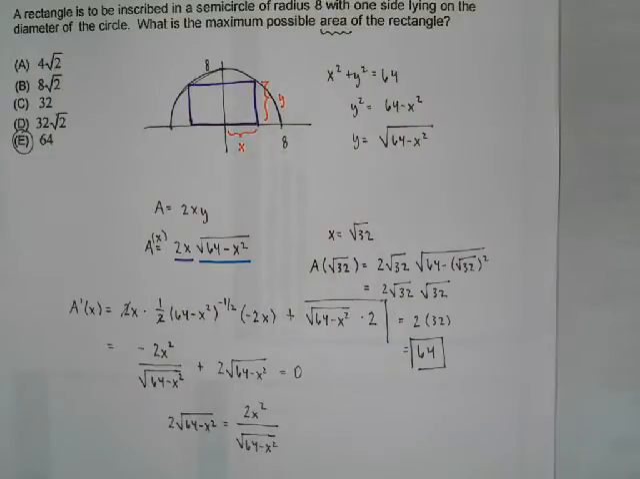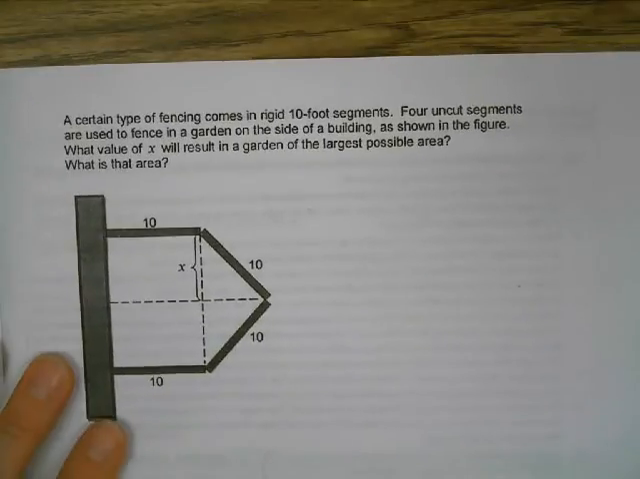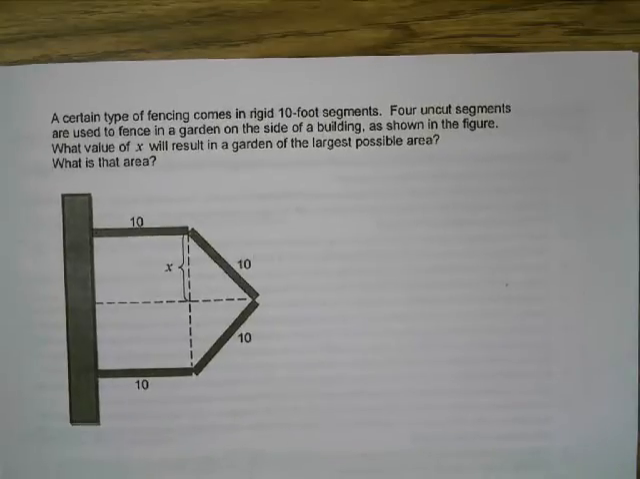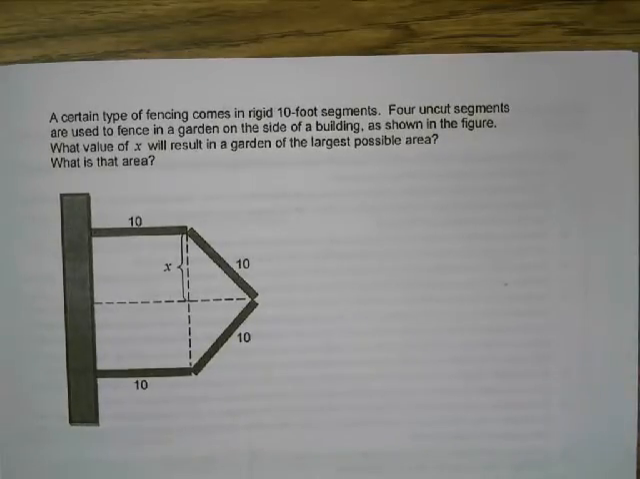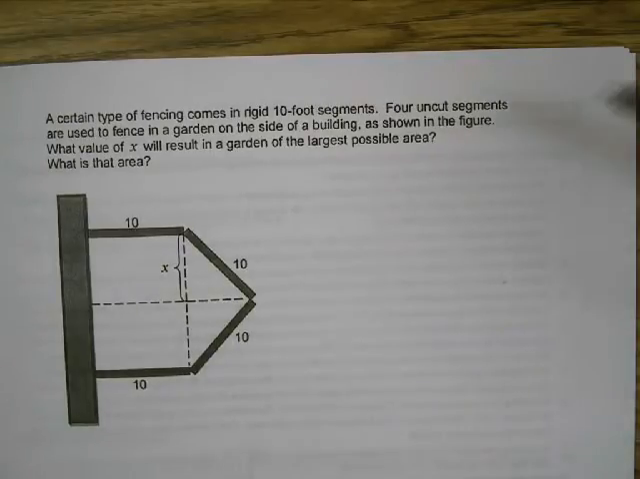Okay, so we've done problems similar to that before. Let's go ahead and look at the second one, which is a new problem we haven't really seen before. So in this case, here's what we're looking at. We have a type of fencing that comes in rigid 10-foot segments. So that's what's represented by these 4 sides here.